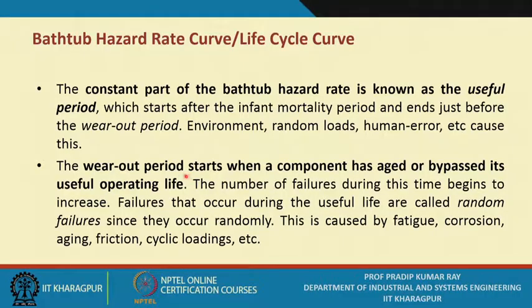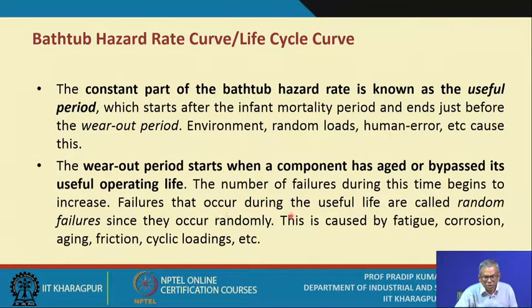Now next comes the wear out period. Now this period starts when a component has aged or bypassed its useful operating life. Is it okay? The number of failures during this time begins to increase. That's why the failure rate has increased. Failures that occur during this useful life are called random failures, since they occur randomly.